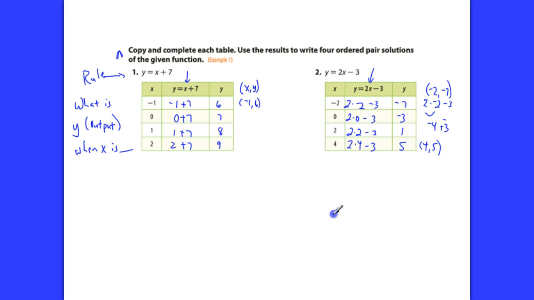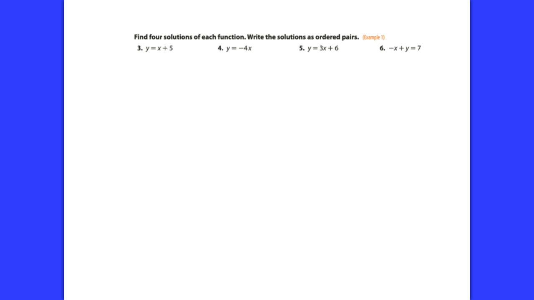So that's kind of what we're doing here to start with. We need to understand how these tables work, and then eventually, before we're done, probably in the second video, we will actually graph some of these tables. So let's make a couple here. We're not going to do all 4 of these, but we'll do a couple to make sure, hopefully, you understand what's going on here. This says find 4 solutions of each function. Write the solutions as ordered pairs.